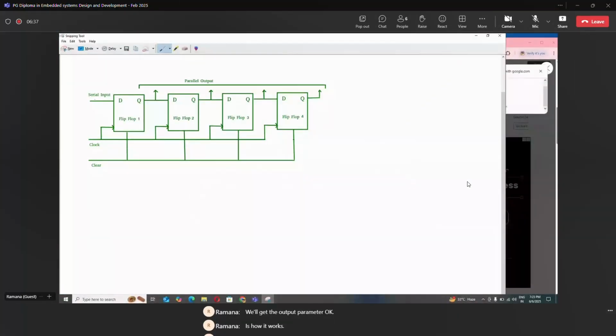So here we are getting the input 1110. We are giving this input data 1110. The clock we are giving here. This is the reset button, the clear button, no problem. So input we are giving serially, and the output we get here in parallel, 4 bits.